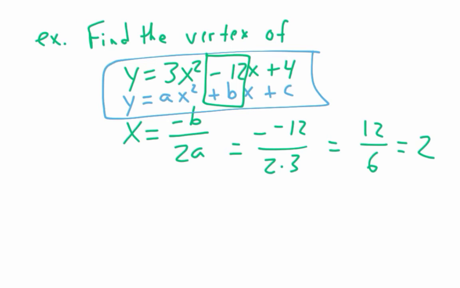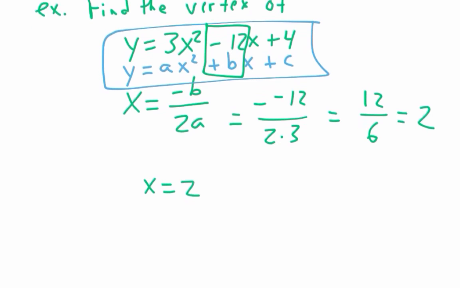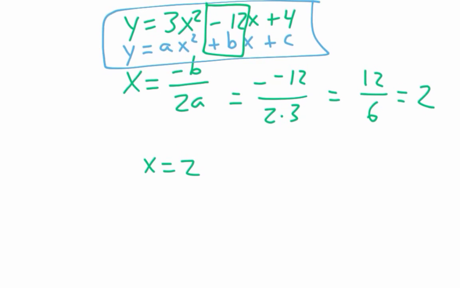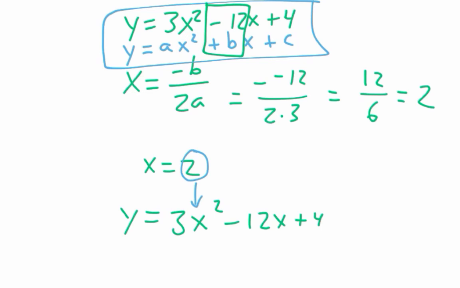2. Woo! This is where I'm losing people. All right, so we know x is 2. And now for the last thing, we had this equation here, y equals 3x squared minus 12x plus 4. We know that the x value is 2, so I just take a 2 and plug it into my equation.